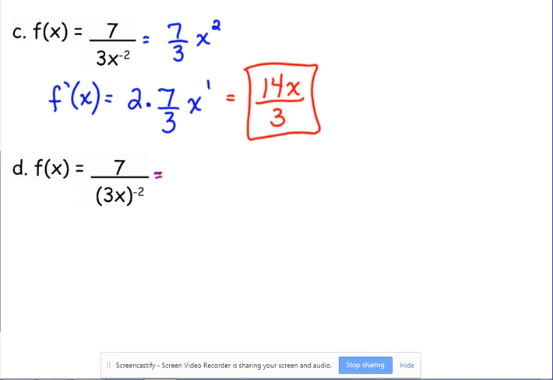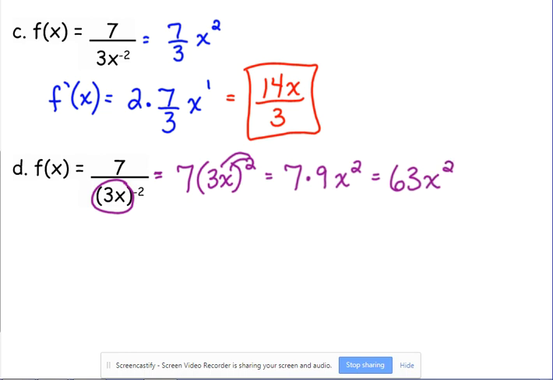Now, on D here, I'm going to do something a little bit different than I did in B, just because I'm not really sure about applying that negative exponent. So why don't we go ahead and we can move that entire expression this time because the entire expression is in parentheses with that negative 2 exponent. So move the entire expression. Now, we do need to apply that exponent before we can proceed. 3 squared is 9, x squared is x squared. Okay, so really we've got 63x squared.